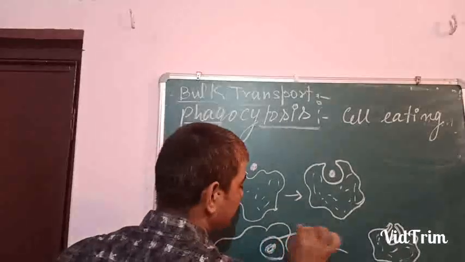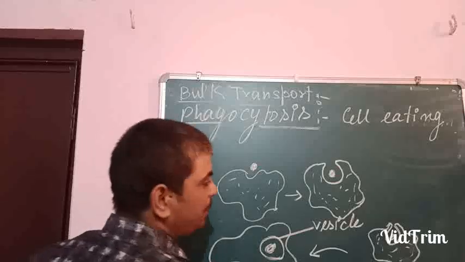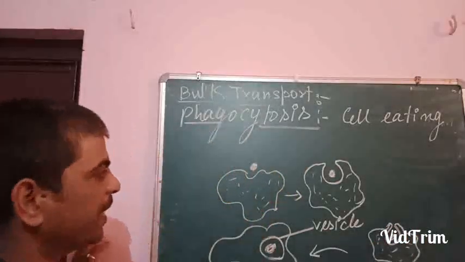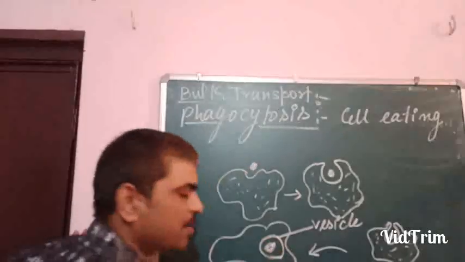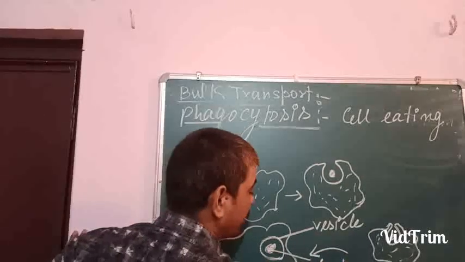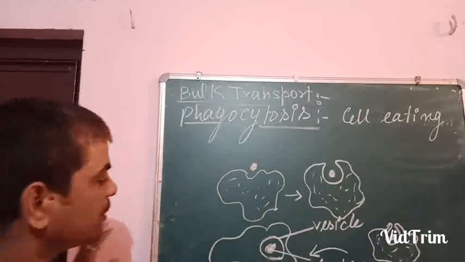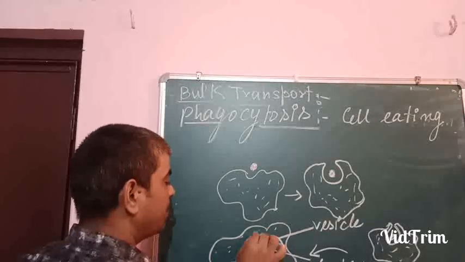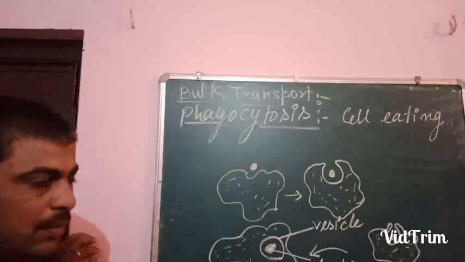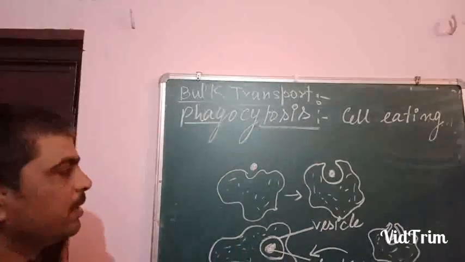Actually this is called the vesicle, and do you know how this vesicle formed? This is because of rupturing of the membrane. So a portion of the plasma membrane is converted into the vesicle, and this is the solid food particle. Now this solid food has entered the body of the amoeba, and the amoeba will digest this food in the food vacuole, and the solid particle will be consumed by the amoeba.